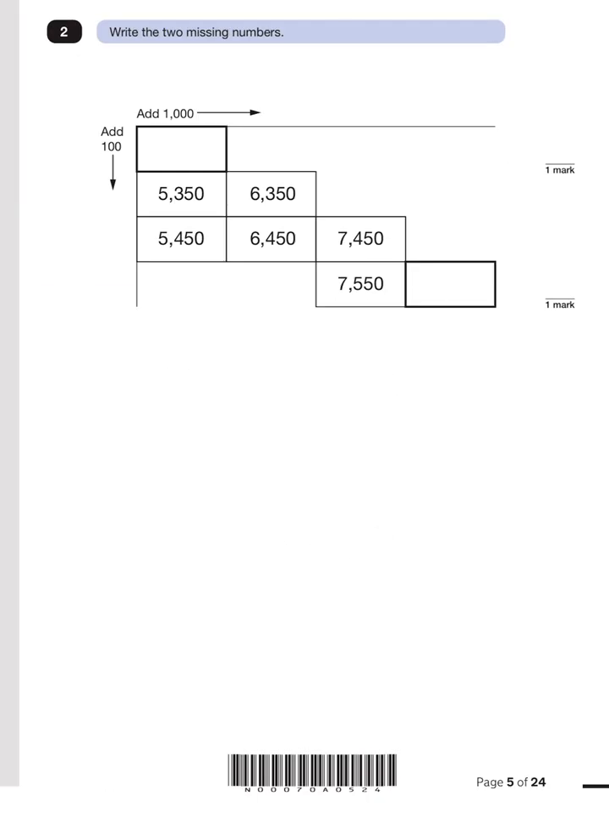Number 2, write the two missing numbers. We're adding 1000 going right and adding 1000 going down. Here we need to go up, so we go the opposite of add, which is subtract. So I'm going to subtract 1000 from this number, so that would be 5250. And here we're going right, so we are just adding the 1000 to 7550 to get 8550.